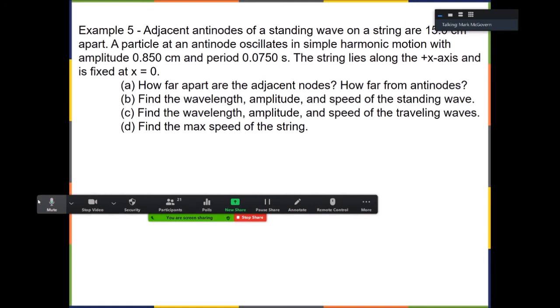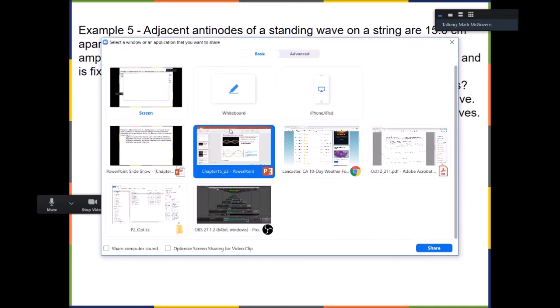We have an amplitude. We have period. So if we have period, we have frequency. All right. How far apart are the adjacent nodes? Well, that's simple enough, right? Let's get to my example here. Where are we? There we are.